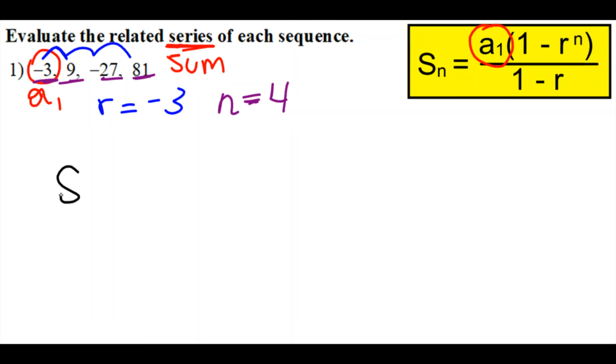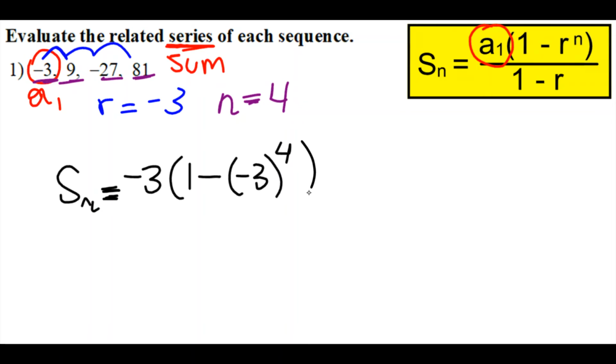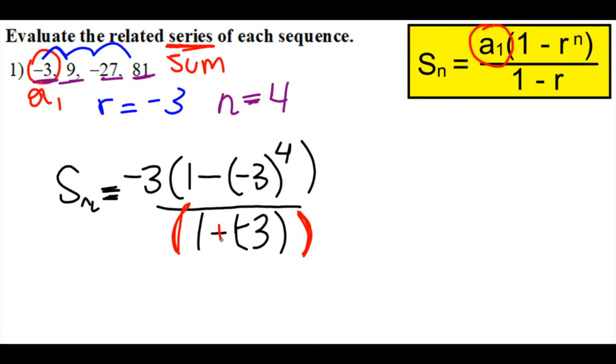The sum of the first 4 terms, Sn, equals A1 is -3 times 1 minus R is -3 to the 4th power, all over 1 minus -3. So we can do this by hand, or it's probably going to be easier to do this on a calculator, but I would recommend you use parentheses around the denominator. Or even better yet, if you said 1 minus -3 was 4, it's probably going to be even better to do it that way.